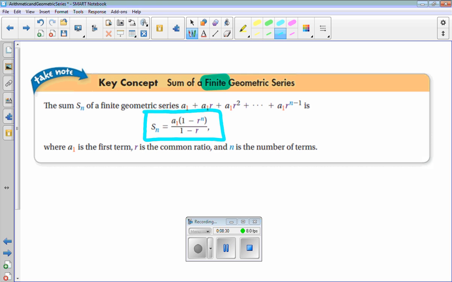Thanks, Cam. A sub 1. Brittany, put your head up, please. What is A sub 1? The first term. And what is R? The number you're multiplying by to get to the next one, the common ratio. And n is the number of terms, okay? So you have all these different things that we're going to need to fill out. N is the number of terms, R is the common ratio, and A sub 1 is the first term, okay? So you have this formula to use to figure out what the sum is.